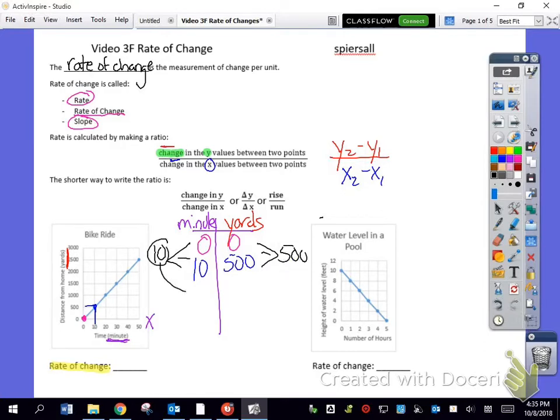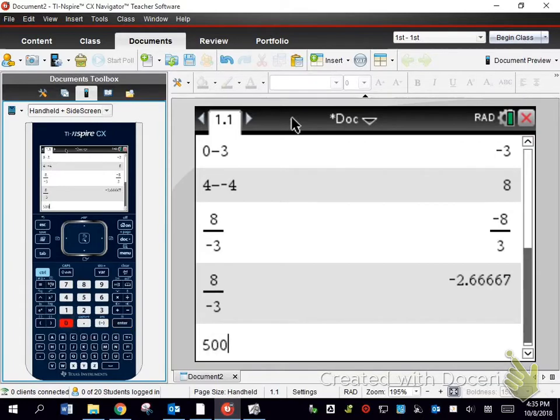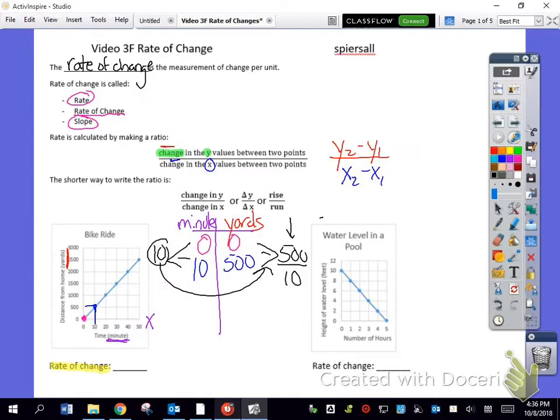And then divide. And remember, enter from the top. So 500 divided by 10. And you get 50. So this is 50. The yards is on top, so it goes first. 50 yards per minute. So that's the bike ride. So that means I go 50 yards in 1 minute.